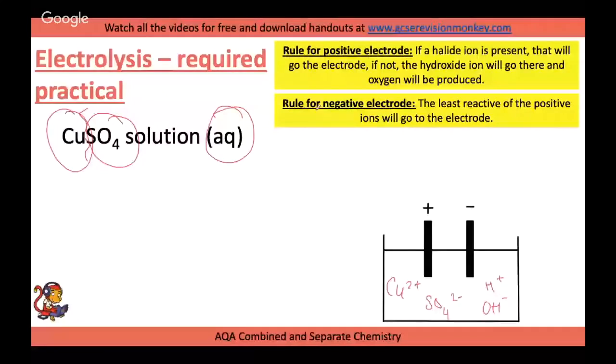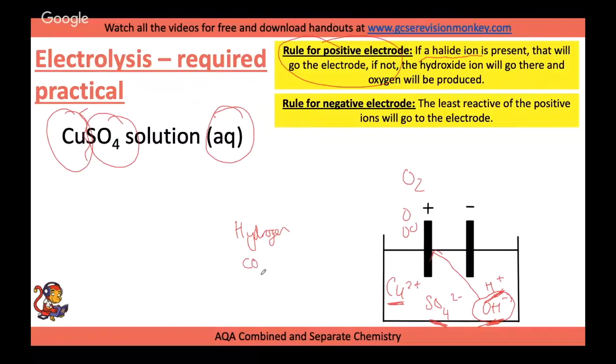So we use the rules. For the positive electrode, if there's a group 7 halide ion present, that will go to the electrode. So let's have a look. We've got SO4 2- and hydroxide. None of those are in group 7. So we say that the hydroxide ion goes there and produces oxygen. And at the negative electrode, we look at the ions, we've got copper and hydrogen. If you remember, I said before that hydrogen's pretty low down in the reactivity series, but copper and silver are actually less reactive. So the copper will go to the electrode and coat it there, turning into copper.